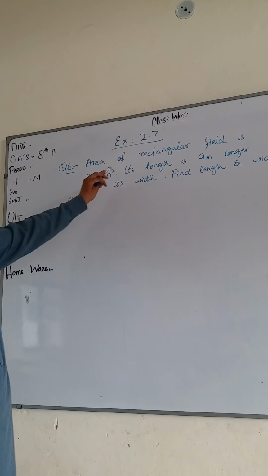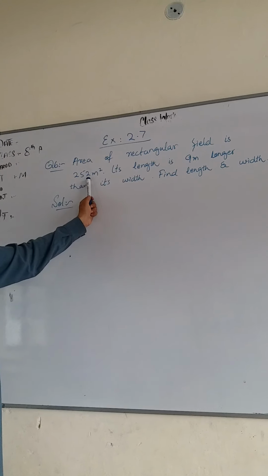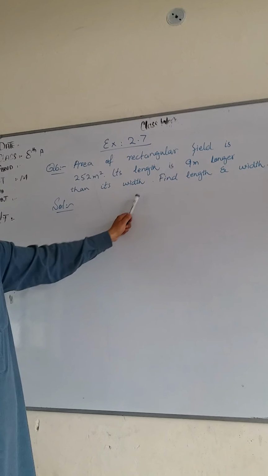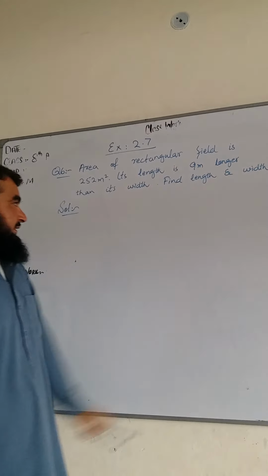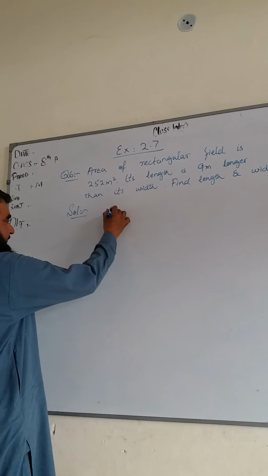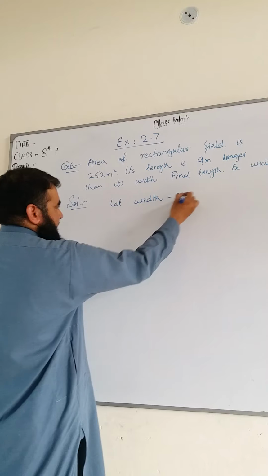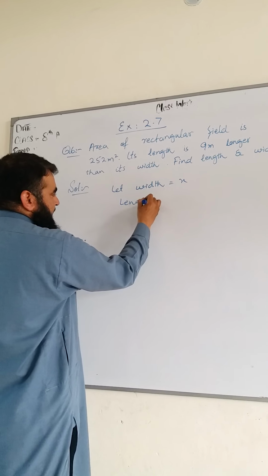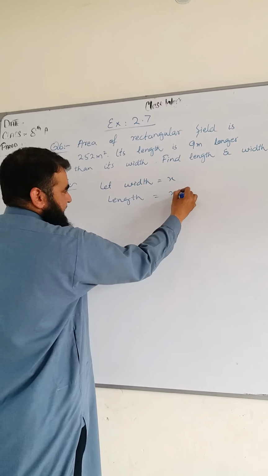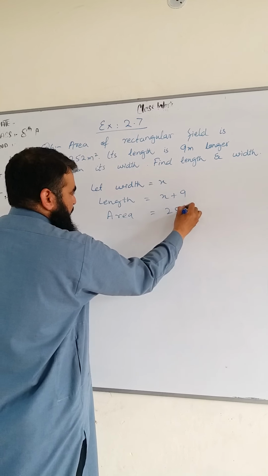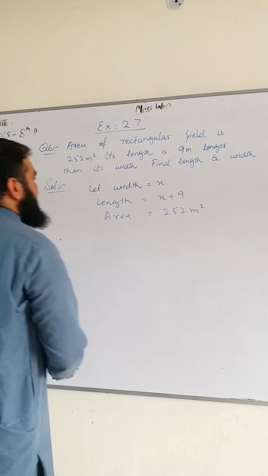Number 6: the area of a rectangular field is 252 meters square. If the length is 9 meters longer than its width, find the length and the width. So first we will take the width. Let the width be x. So the length will be 9 more than that, so x plus 9, and the area is given, that is 252 meters square.